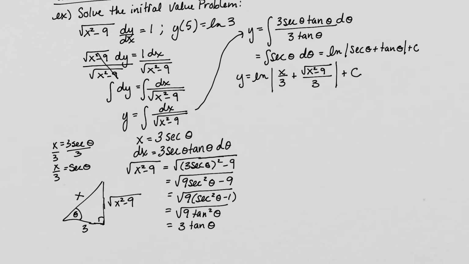Okay, so if you notice at the beginning of the problem, they told us that y of 5 is equal to the natural log of 3. And I haven't used that information yet. What that information is going to do is allow me to figure out what the value of c for this problem is. So we know that y of 5 equals the natural log of 3. If I plug that into what I just found for y, we're saying the natural log of 3 is equal to the natural log of 5 divided by 3 plus the square root of 5 squared minus 9, all divided by 3, plus c.